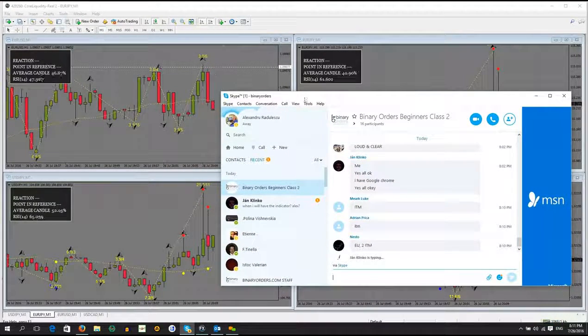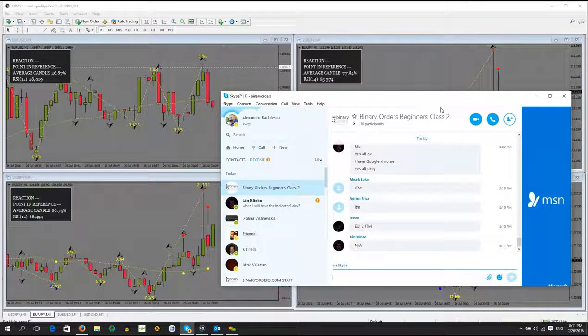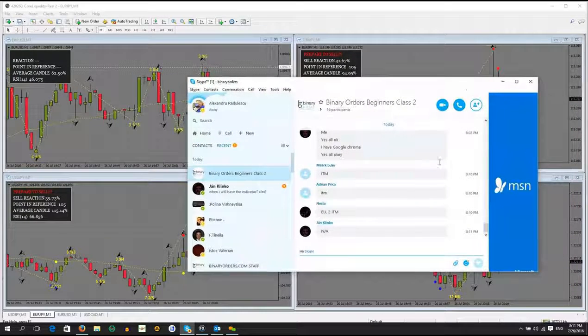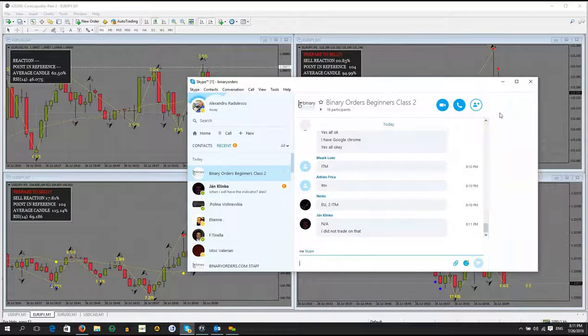Okay, guys, all of you had enough time to catch that move, because there was no big volatility. The price stayed here a long time. So when you have the signal, you have to.